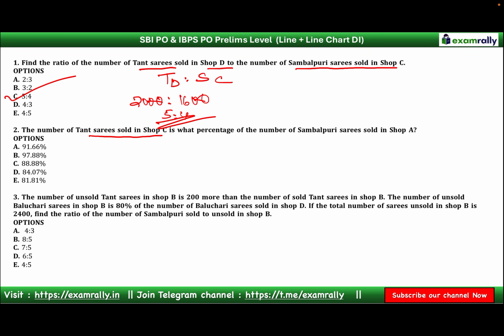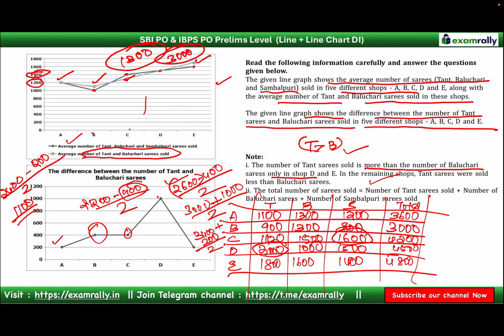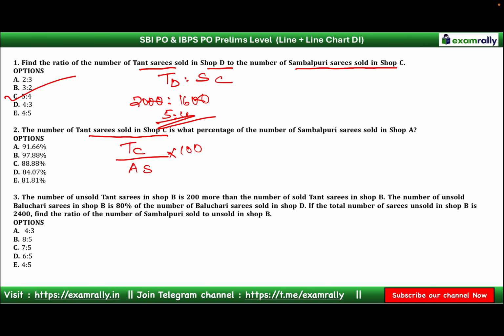The number of tanned sarees sold in shop C is what percentage of number of Sambalpuri sold in shop A? Okay, so tanned sarees in C is 1100 and Sambalpuri sarees sold in A is 1200. So 1100 is what percentage of this 1200? What you will get, 1100 divided by 12. Okay, if you are cancelling 108 to 20, so 91. One option only there, that one follows. Okay, see the next question.